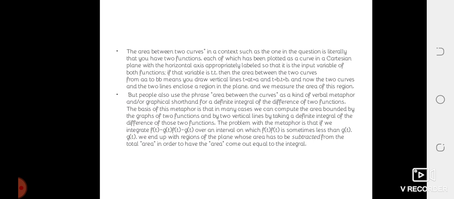If that variable is t, then the area between the two curves from a to b means you draw vertical lines, t equals a and t equals b, and now the two curves and the two lines enclose a region in the plane and we measure the area of this region.